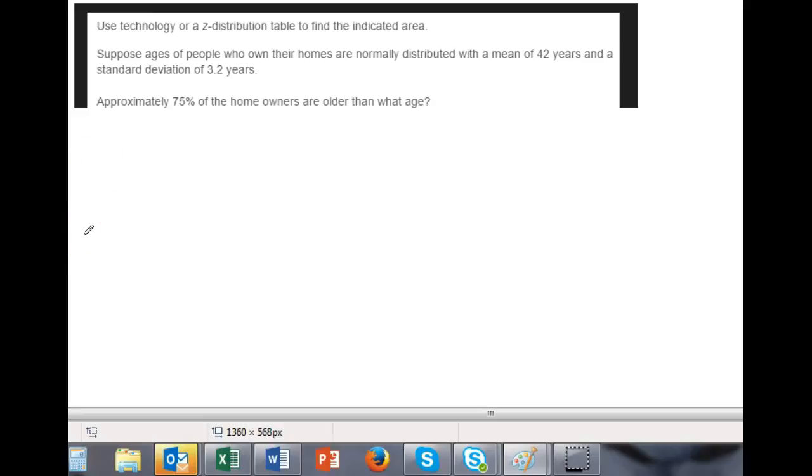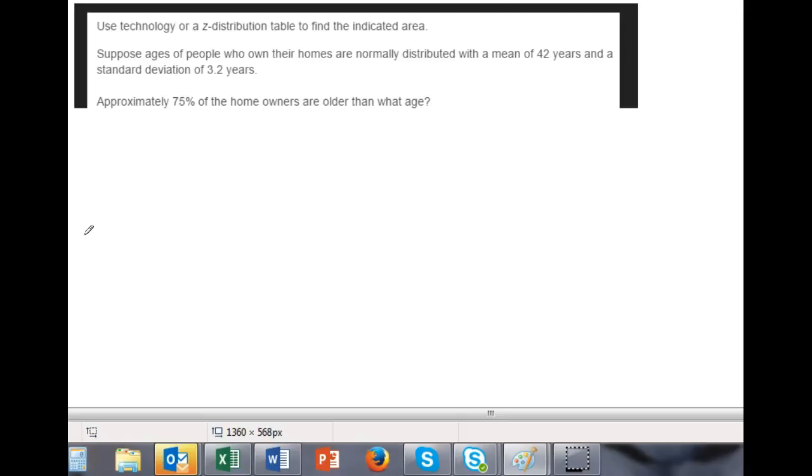We're going to do two examples of questions using the z-distribution table. Turns out the second example isn't terrific, but you'll see the process at least as we go over this. So first of all, use technology. What does that mean?